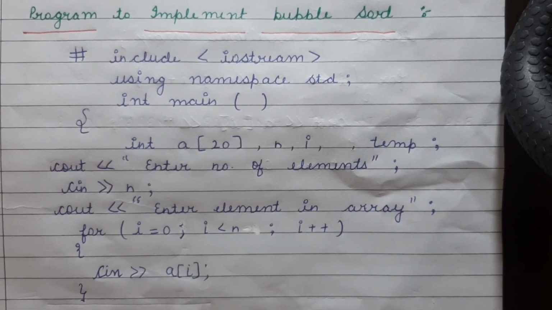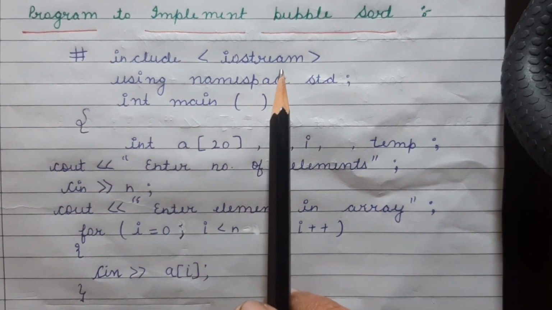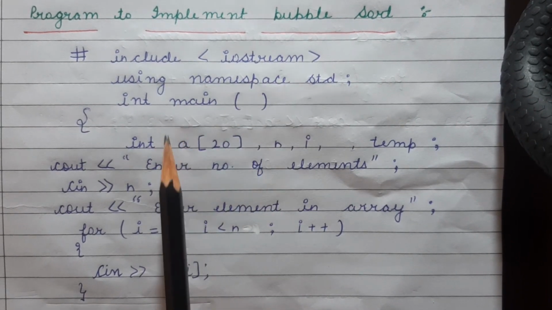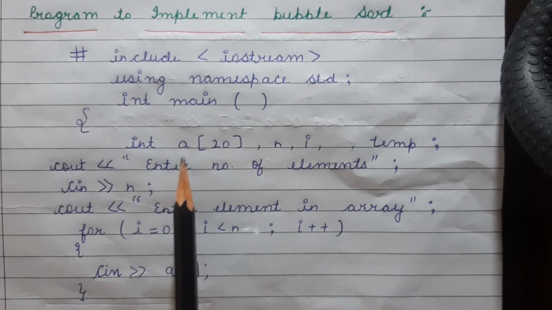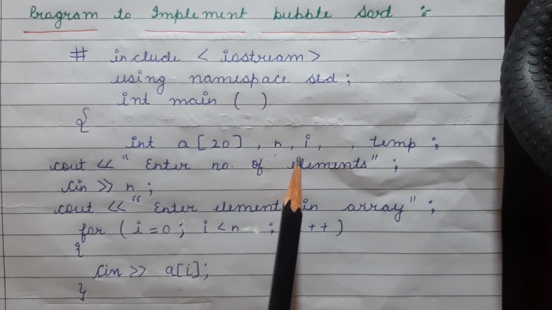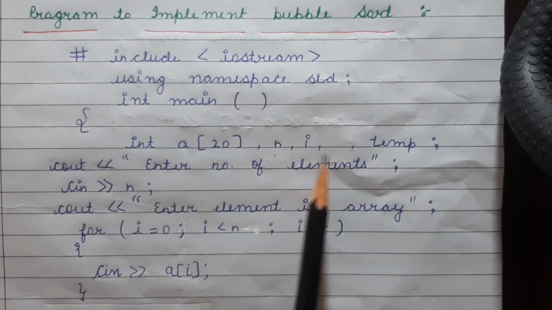So first we include the header file, that is iostream. After this we include standard packages. After we include main function. First we declare an array A of size 20. N represents the number of elements in the array. I represents the index of the array.